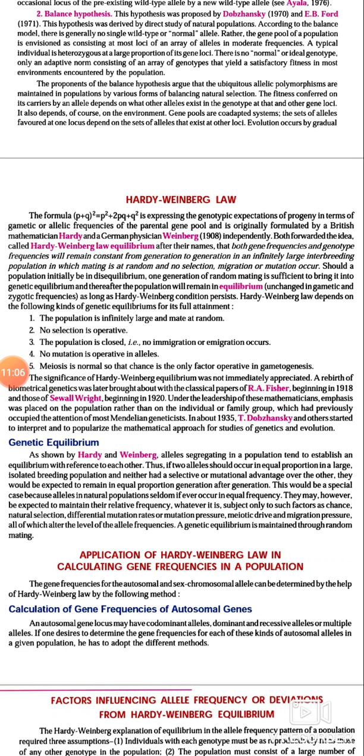In about 1935, T. Dobzhansky and others started to interpret and to popularize the mathematical approach for studies of genetics and evolution.